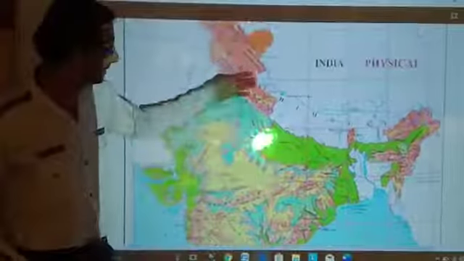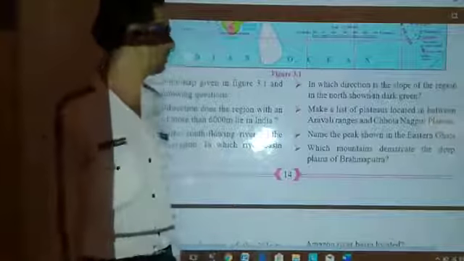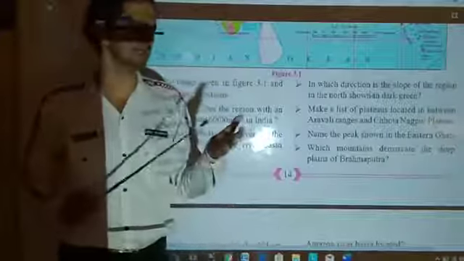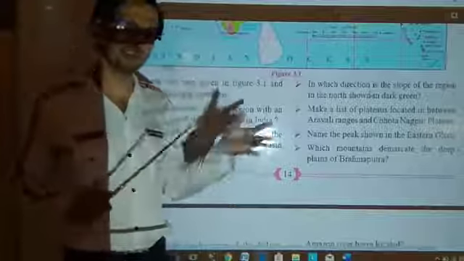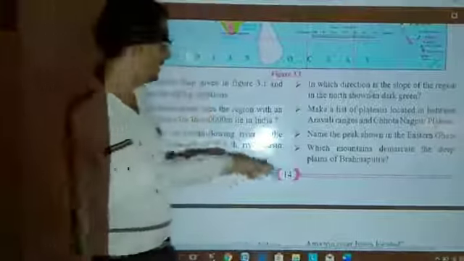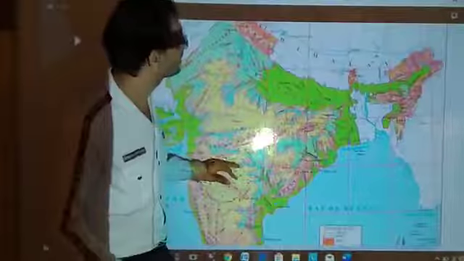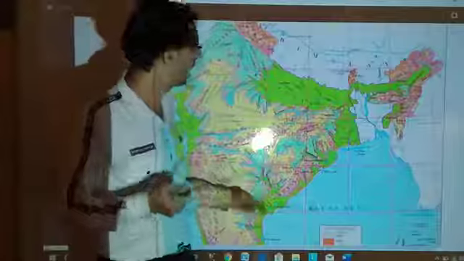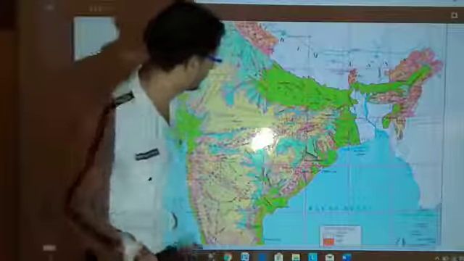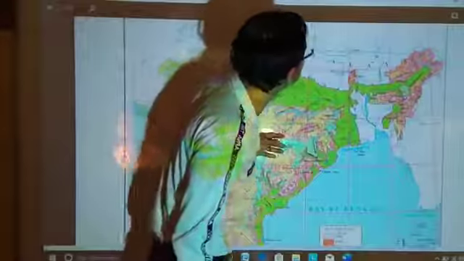I will go to the next question. Make a list of plateaus located between the Aravalli ranges and the Chota Nagpur plateau. These are the Malwa plateau, Mewar plateau and Marwar plateau, which you will study in the map. Now, name the peak shown in the Eastern Ghats. It may be the Annamalai or Mahadev Hills, because I cannot see properly over here, but you have to find it out. Now the last one: which mountains demarcate the deep plains of the Brahmaputra? You also have to find that out.